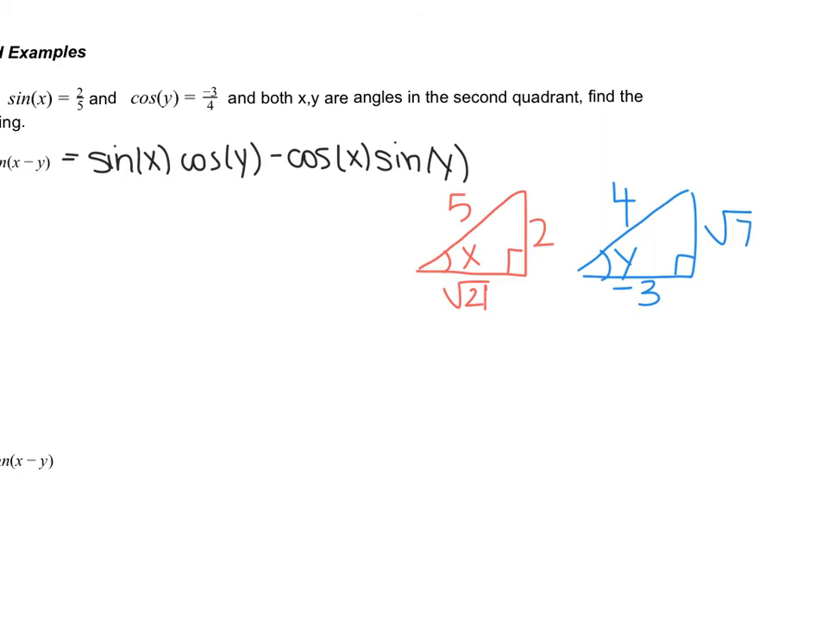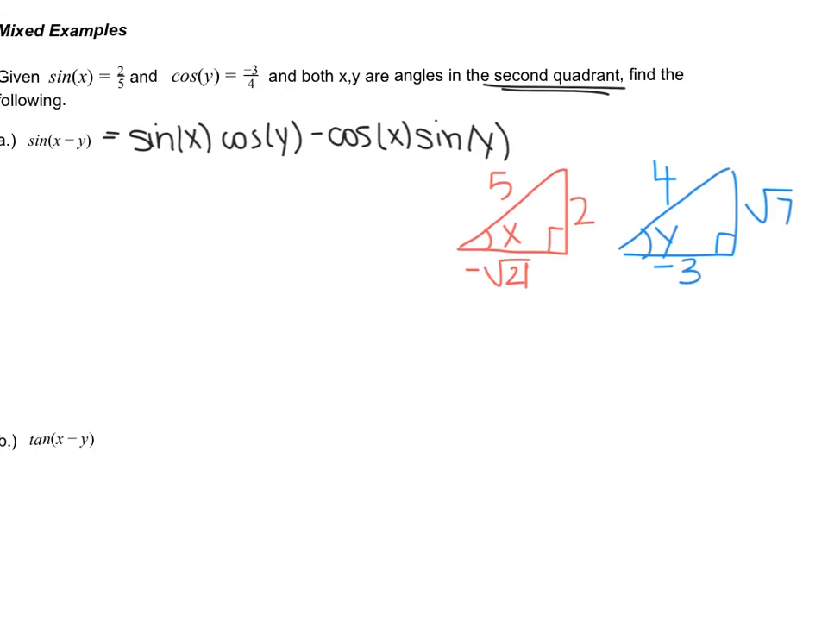Now, we are in the second quadrant. In quadrant 2, cosine is negative, which means in my first triangle, my adjacent side is actually a negative radical 21. So we now have enough information to replace sine of x, cosine of y, cosine of x, and sine of y with their ratios. So we're given sine of x is 2/5, so 2/5 times cosine of y, which is -3/4, minus cosine of x, which is going to be negative radical 21 over 5, times sine of y, which is radical 7 over 4.